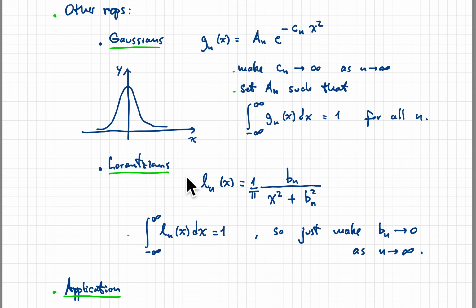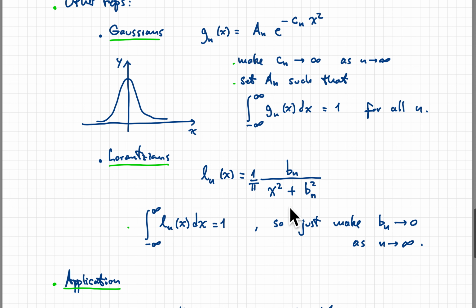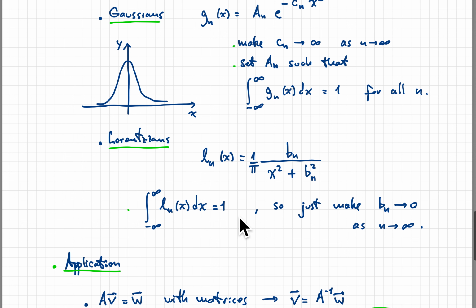And the same with the Lorentzians. Lorentzians are curves that look like this. So roughly they have the same type of schematic behavior, and at x equal to 0, the value is 1 over bn, as you can see here. But when x goes to infinity, then they go to 0 on both sides. And so all you need to do is to make sure that bn goes to 0 when n goes to infinity. And you can do that at any rate you want with n. Just make sure that bn goes to 0 as n goes to infinity.